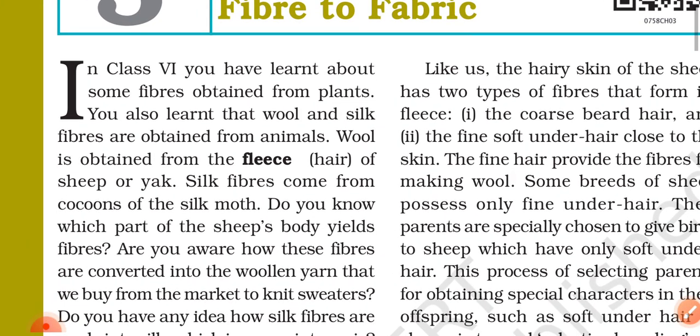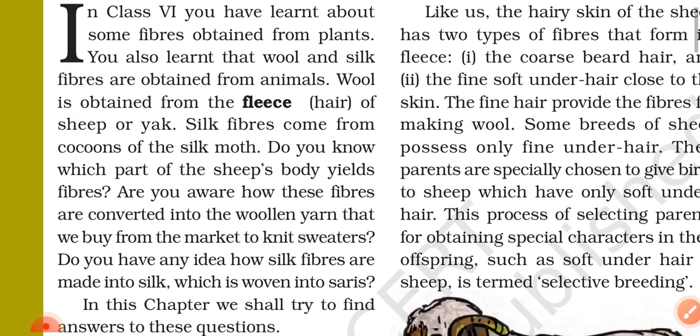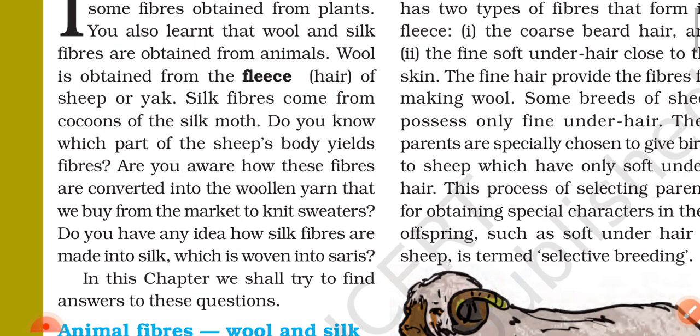In class 6, you have learned about some fibers obtained from plants. You also learned that wool and silk fibers are obtained from animals. Wool is obtained from the fleece, hair of the sheep or yak. Silk fiber comes from cocoons of the silk moth.